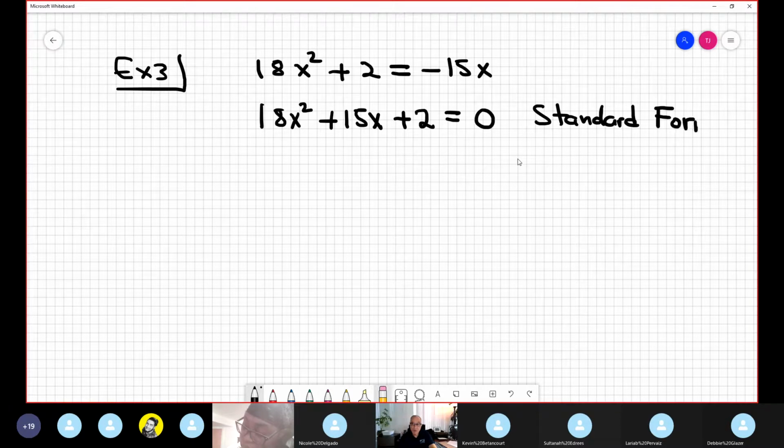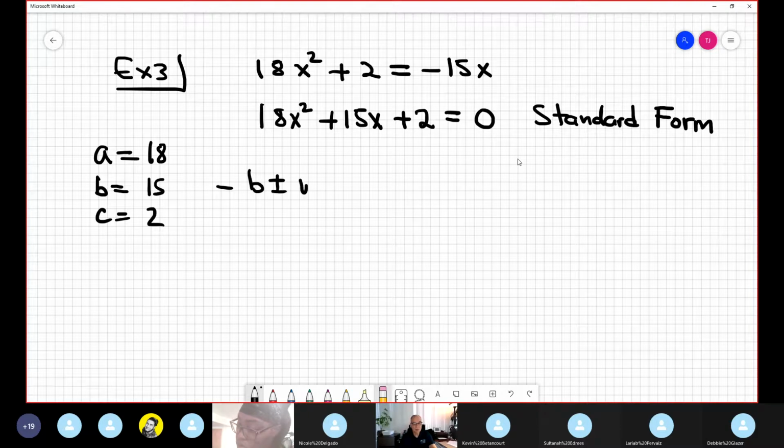Now in this crucial moment, you can determine who is A, B, C. If you try to do it here, you are in trouble because maybe you make a mistake. However, no. 18 is A, 15 is B, and C is 2. And you apply the quadratic formula.